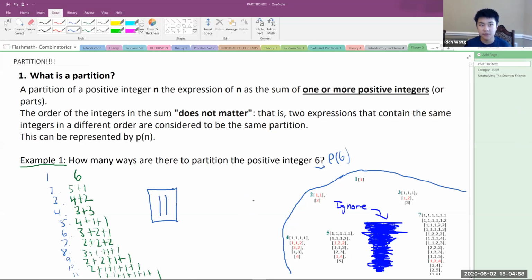And like AMC 8, AMC 10. So just make sure that you know what they are and know how to do the casework to count the number of them. So yeah, those are partitions. And now we're going to be moving on to the next one, which is compositions.